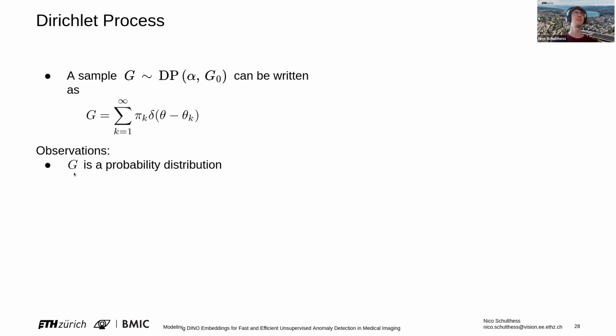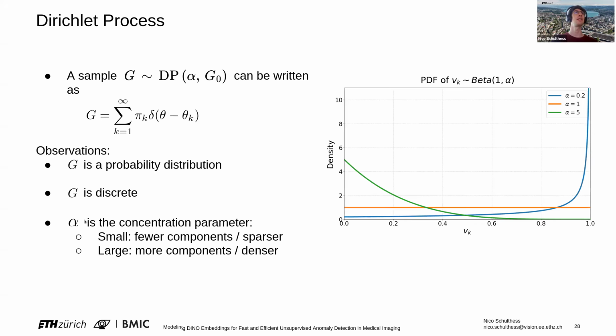What we notice first is that G is a distribution, as it usually is when you sample from a process. And we also notice that G is discrete, so the probability weight is just on a countable number of points. And now back to the concentration parameter. If alpha, the concentration parameter, is small, then we would sample from the blue dense beta distribution, where we sample the V's from, so the ratio of how much we break from the stick. And if alpha is small, then most likely we break off a larger chunk of the stick.